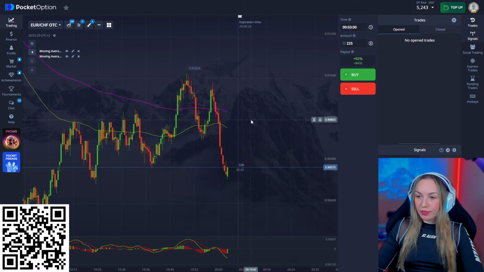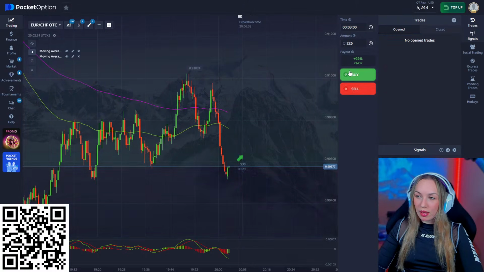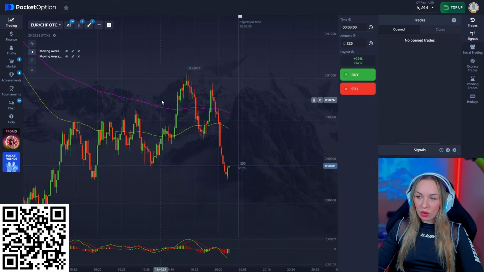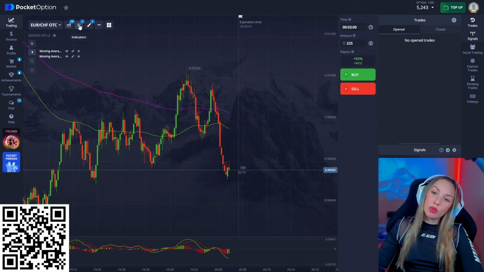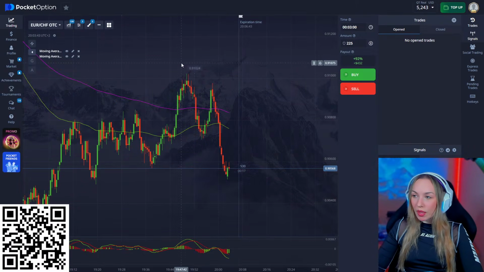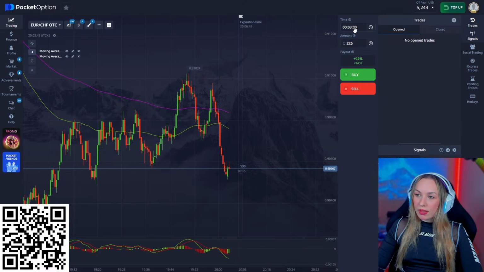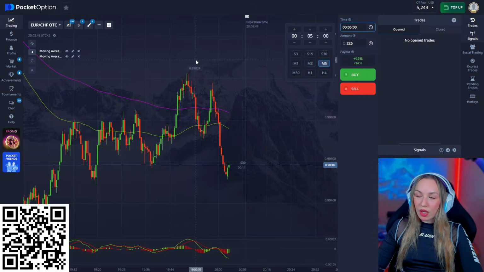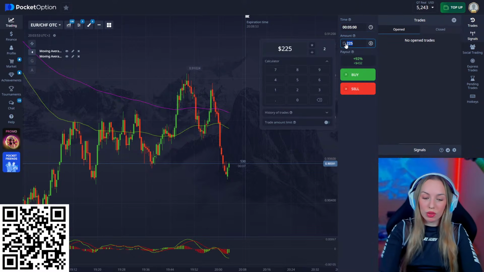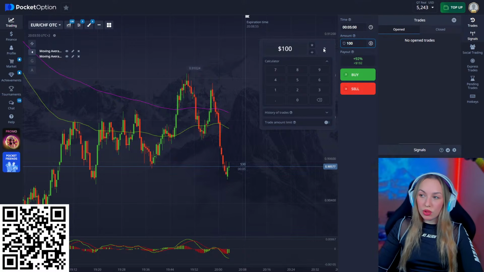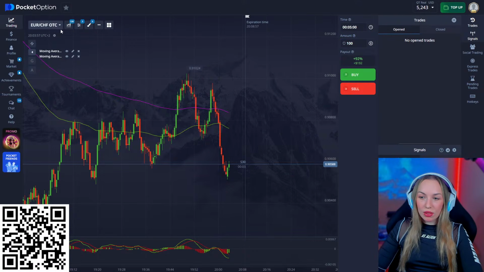Basically, yeah. And when we press up and down, that means that we are predicting where the price will go. If you want to open the trade in the upward direction, you press buy, and if you want to open the trade in the downward direction, you press sell. And here we choose the expiration time. Usually I operate with 5 minutes or 3 minutes expiration time, and I open the trades with $100. So let's get started.